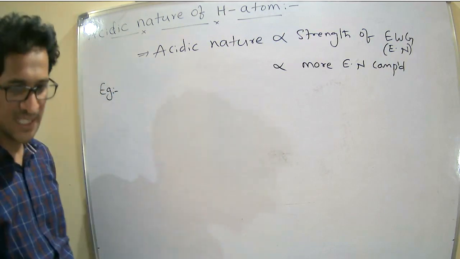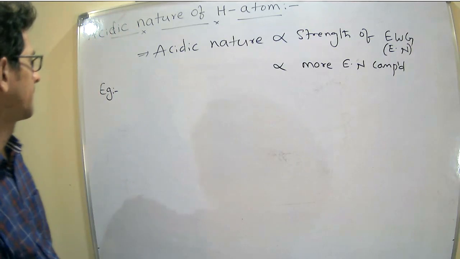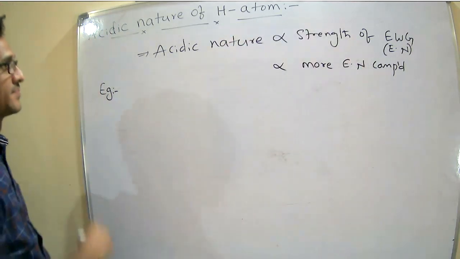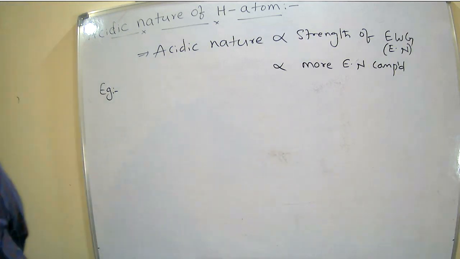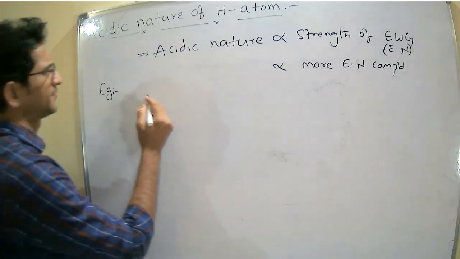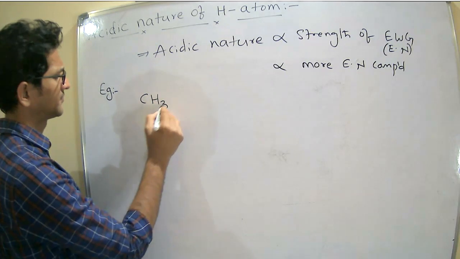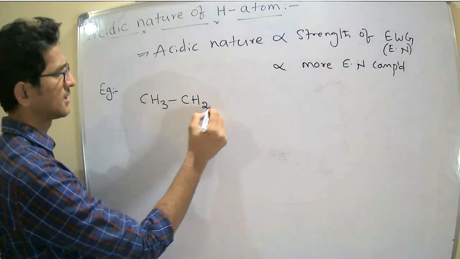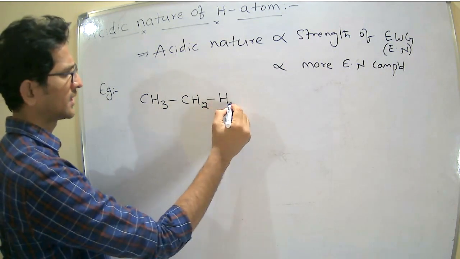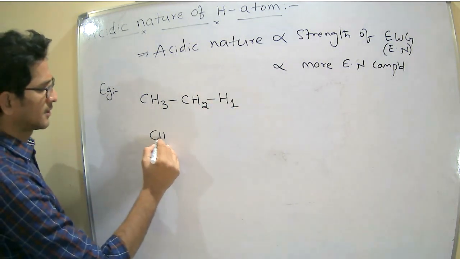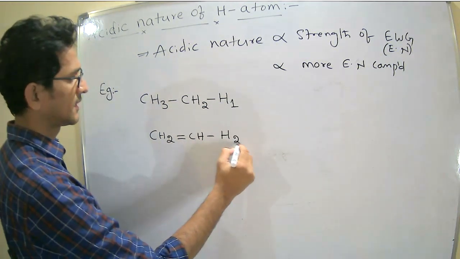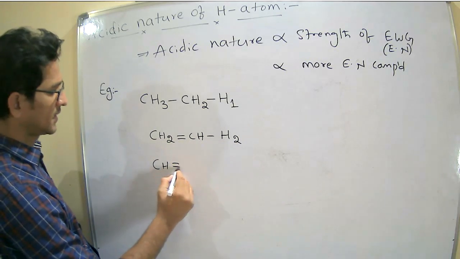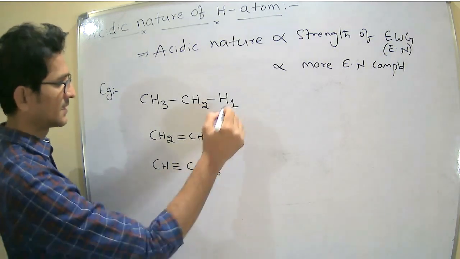Example one. First, I can write CH3 CH2 H1, CH2 double bond CH H2, CH triple bond C H3.